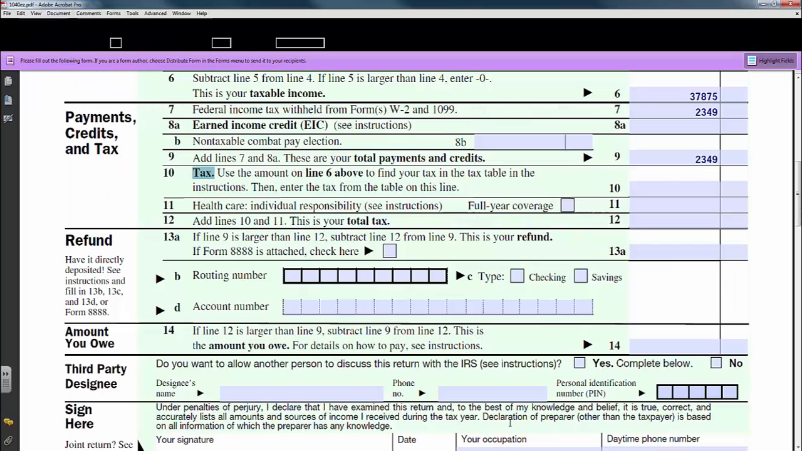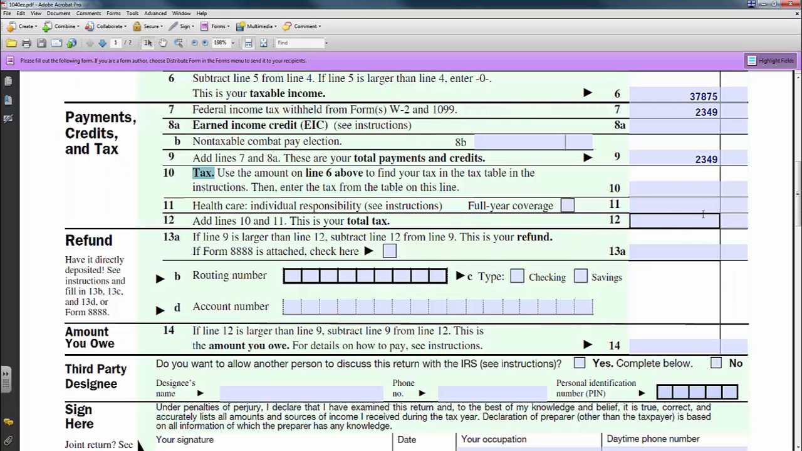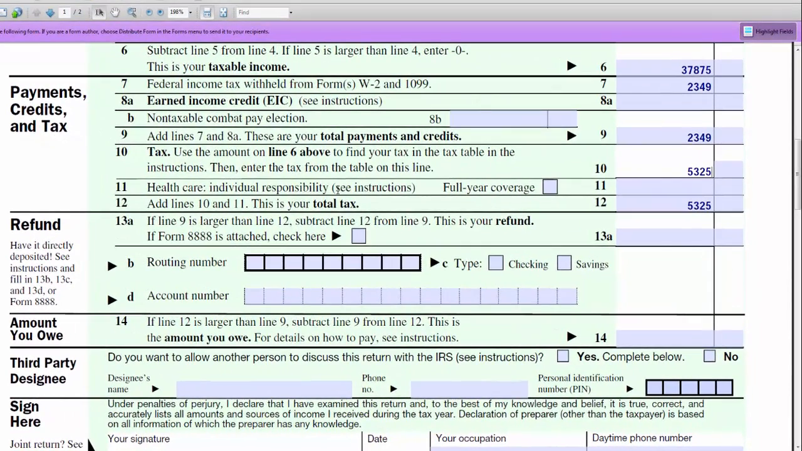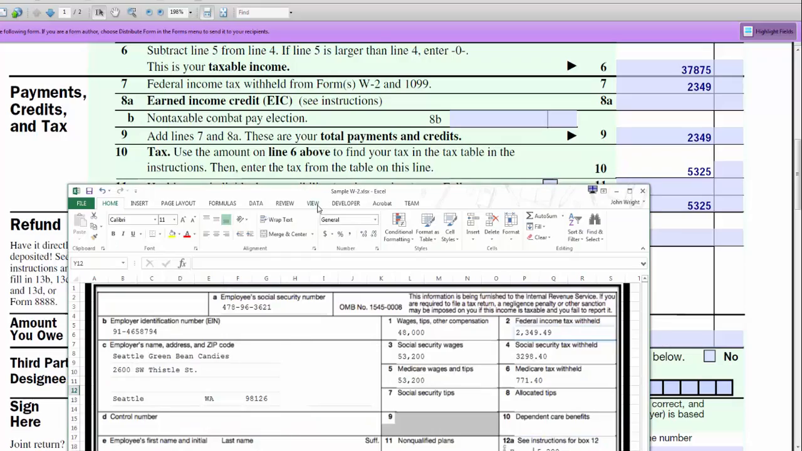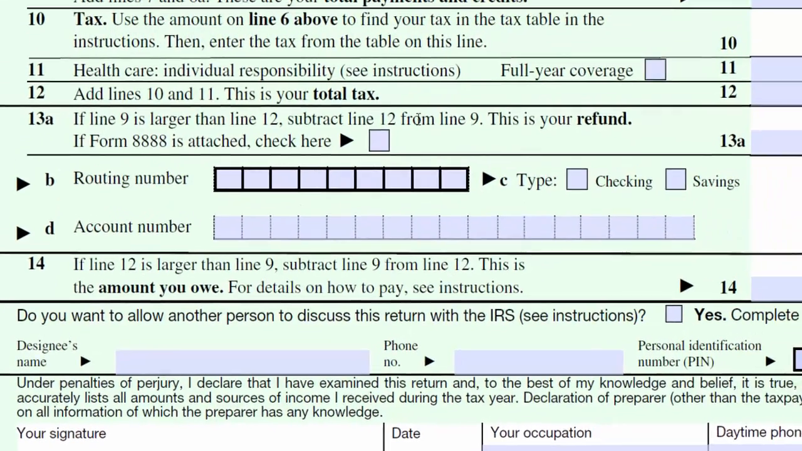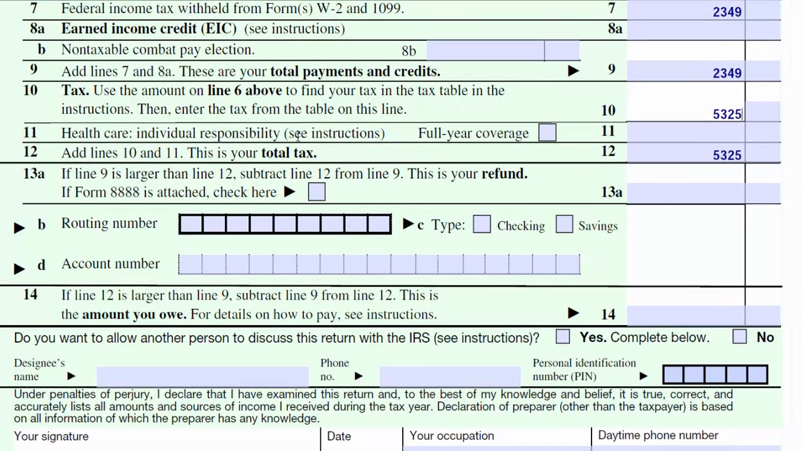So we will put in the 5325. Now what's interesting is we're not going to do the healthcare individual responsibility because we saw on his W-2, for example, that he's already contributing to a health flexible spending account, so we know he's definitely got health insurance, and we'll just assume in this case that he's not going to have the penalty for that. Add lines 10 and 11, turns out my 5325 will work because it was that number plus 0.